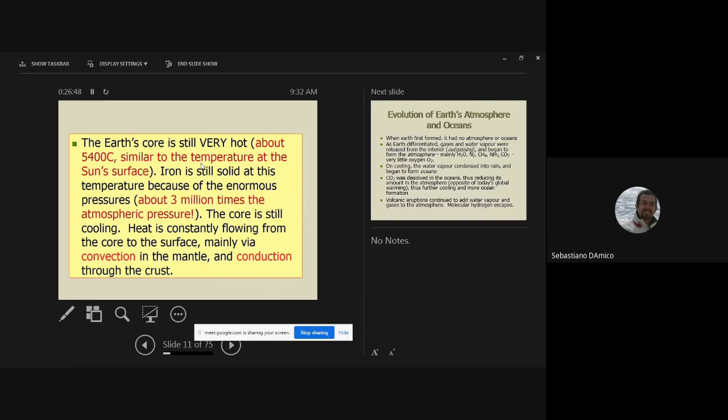At that depth we do have a pressure that is about 3 million times the atmospheric pressure, because it's due to the weight of all the rocks or all the material that are above. It's like when we go diving: if we go 10 meters down, 20 meters down, every 10 meters of water corresponds to the equivalent of one atmosphere more, because we are subject to the load and the weight of the water above us. And that's exactly the same in here, okay?